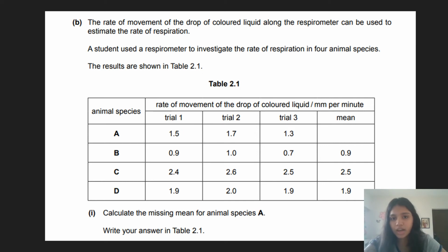So what they've done is they've investigated the respiration rate in 4 animal species A, B, C, and D. They've had 3 trials. Why do you have 3 repeats? To remove anomalies, identify anomalies for greater reliability, etc. So you have to calculate the missing mean for animal species A. Mean, as we know, you add all these values, 1.5 plus 1.7 plus 1.3, divide them by 3. Your answer is going to be 1.5. Okay, that's all you have to do for an easy 1 mark.